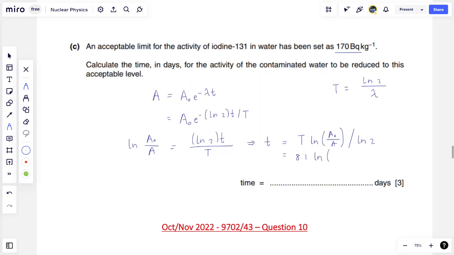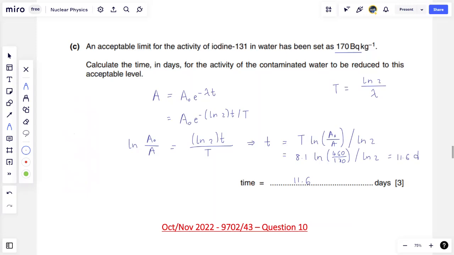Times the log of the initial activity, which was 460, and the safe activity, which is the activity at this time, was 170. Divide all of this by the log of 2, and I find that this is 11.6 days. And so the time it takes for this sample to have an activity of 170 becquerels per kg, which is the safe amount, is 11.6 days. So I'll have to wait 11.6, maybe 12 days before this water is safe for consumption, at least to be acceptable for use. And that brings us to the end of the question.